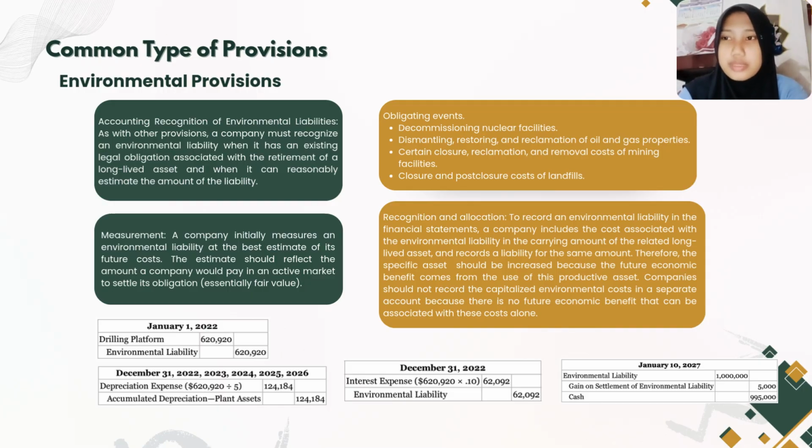On January 10, 2027, Wildcat contracts with Reclaimer Inc. to dismantle the platform at a contract price of $995,000. Wildcat makes the following journal entry to record settlement of the liability. So environmental liability on the debit side with the amount of $1,000,000, and then on the credit side there is a gain on settlement of environmental liability of $5,000, which means they gain something, they're not losing, they make a profit from this agreement, and then they give cash to the Reclaimer, which is $995,000. So let's go to the next slide.